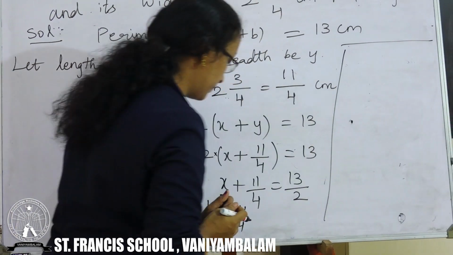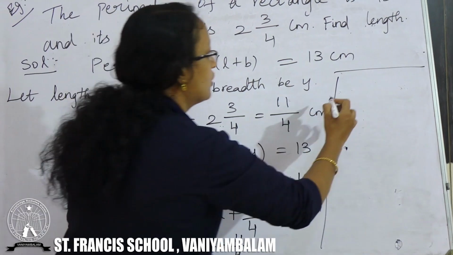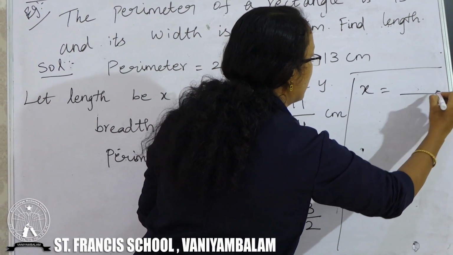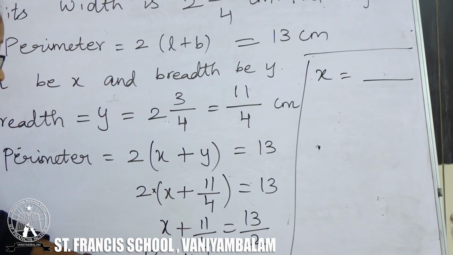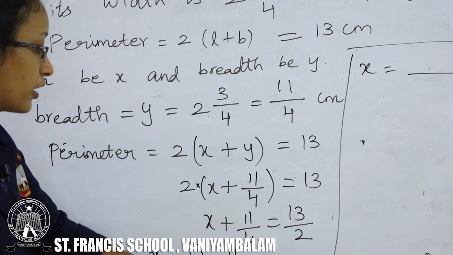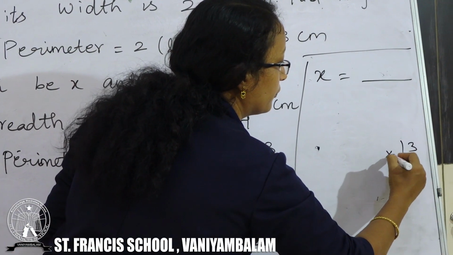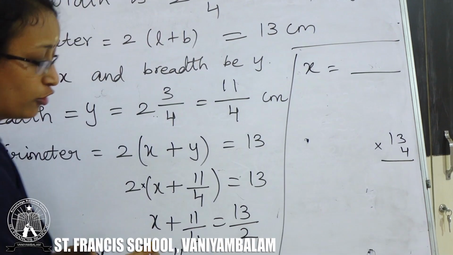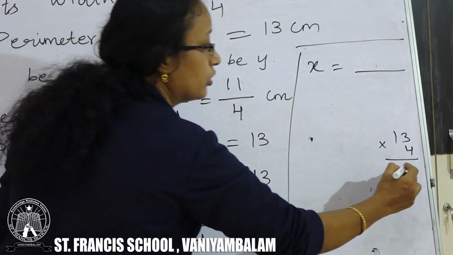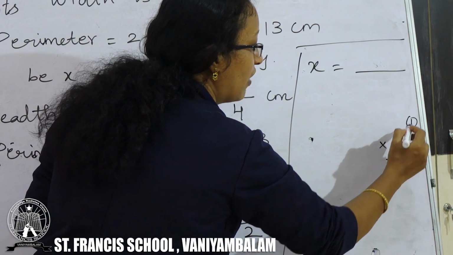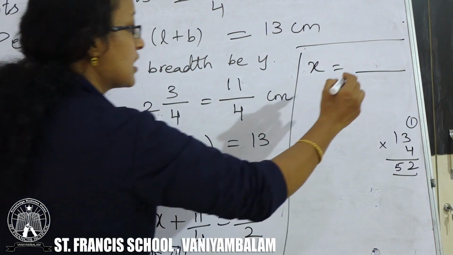So what you will do? You have two fractions and they are in subtraction. So take the LCM or cross multiplication, which is easy. You can prefer that. So 13 into 4, or you can take the LCM also. 13 into 4. What is your 13 into 4? Just cross multiply this. 13 into 4. 3 4s are 12. 1 4s are 4. 5.